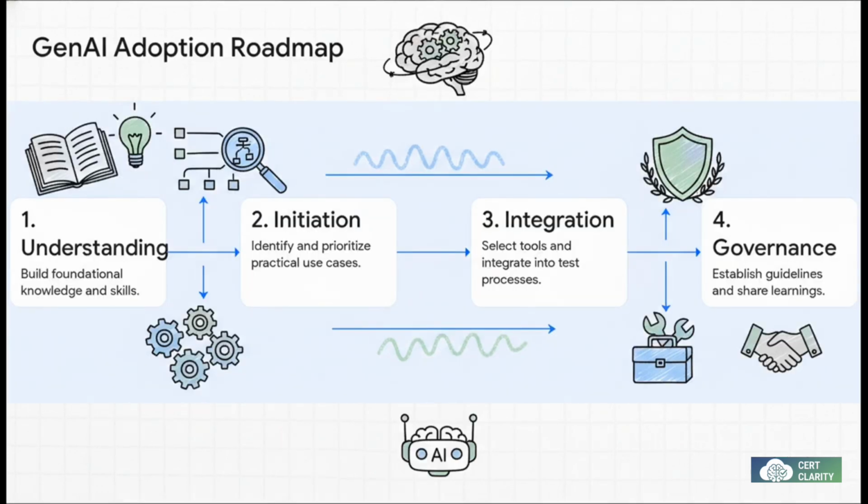This roadmap is the official ISTQB approved solution to shadow AI. For the exam, you need to know these 4 phases. Phase 1 is understanding, which is all about training your team. Phase 2 is initiation, where you find the best use cases. Phase 3 is integration, picking the right tools and plugging them into your workflow. And finally, Phase 4 is governance, which is creating the rules to use GenAI safely and effectively across the whole company.